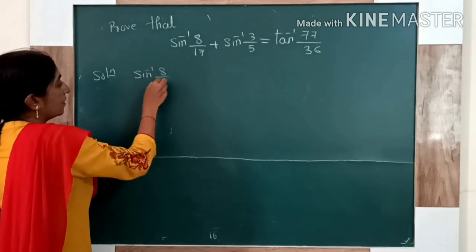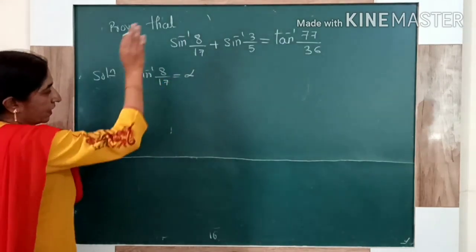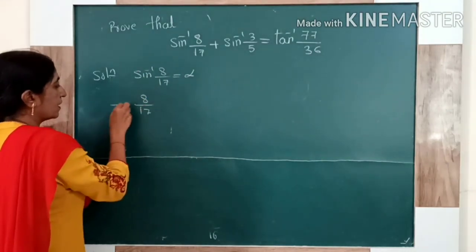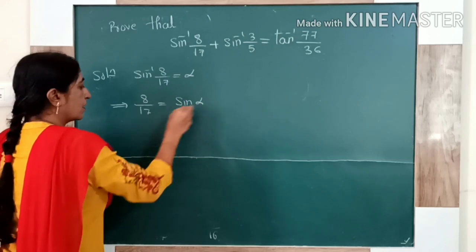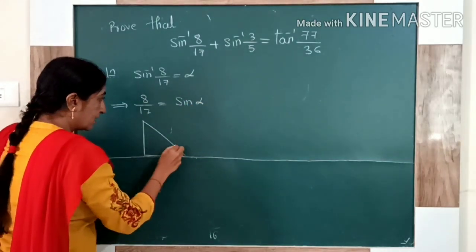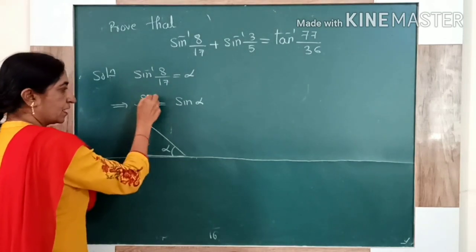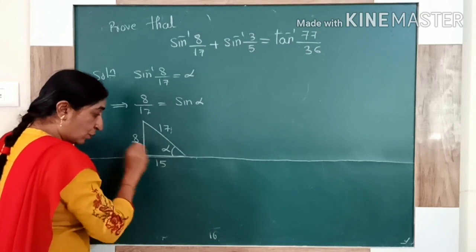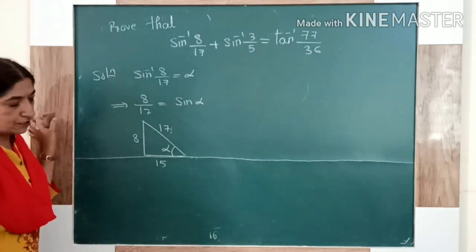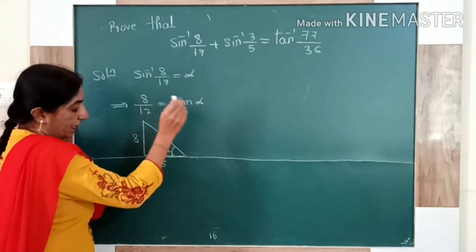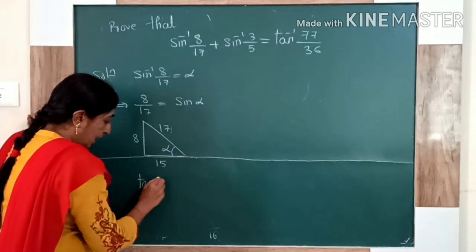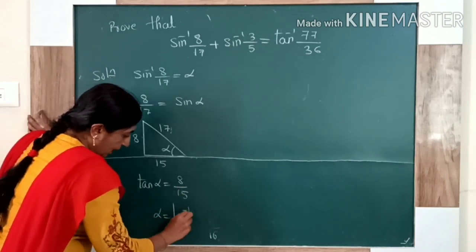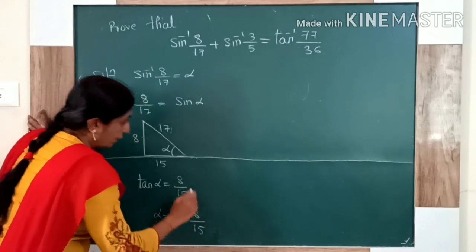Sin inverse 8 by 17 I am taking as alpha. Before taking the LHS, first I am converting into the form of tan. 8 by 17 is equal to sin alpha. So draw the right angle triangle. This is alpha, this is opposite. Sin is opposite upon hypotenuse. 8 and 17. I told you, remember the Pythagoras triplets. So 8, 15 and 17, they are triplets. Write down tan. Tan alpha is 8 by 15. Alpha is equal to tan inverse of 8 by 15.